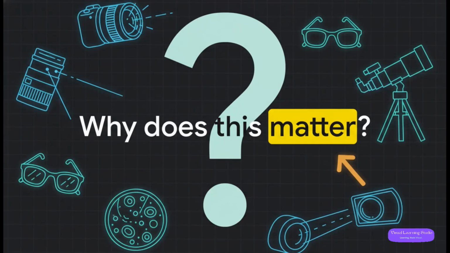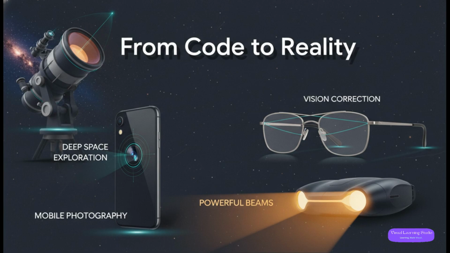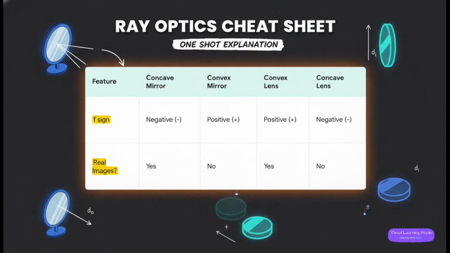So why does any of this matter? I know it can feel like just abstract math, but it's not. These rules literally explain eyeglasses, car headlights, and even the camera on your phone. It's everywhere. Okay, let's put it all in one place. Think of this table as your ultimate cheat sheet.